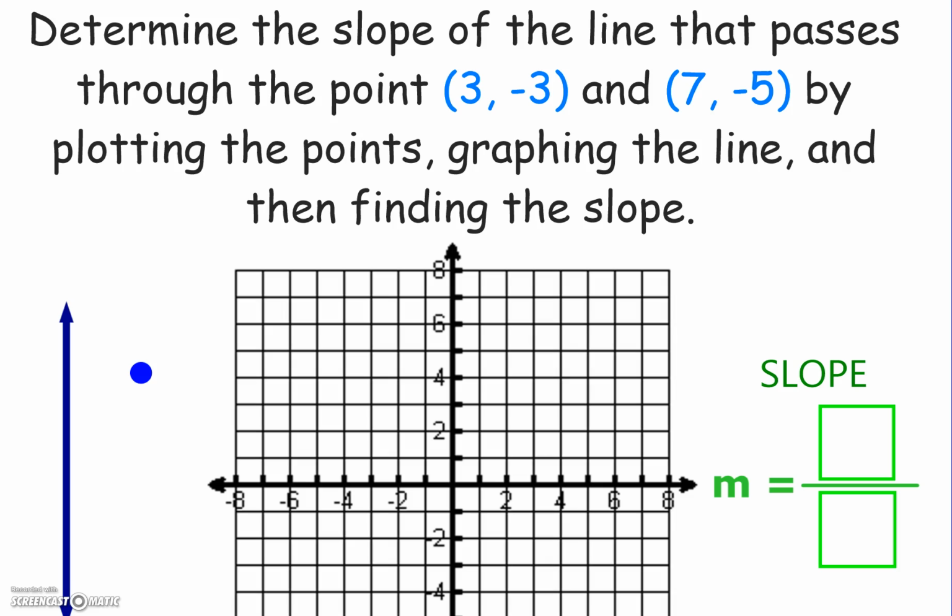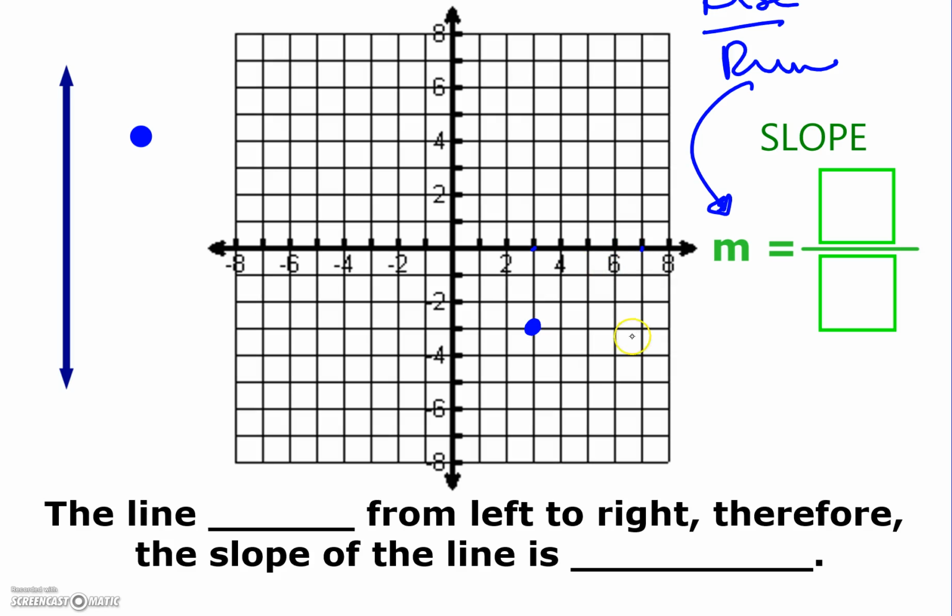All right, next example. Determine the slope of the line that passes through (3, -3) and (7, -5) by plotting the points, graphing the line, and finding the slope. We still know that it's rise over run. Same thing as saying M or slope. So let's plot the points. I'm going to go to the right 3 and down 3. That's my first point. And then I'm going to go to the right 7 and down 5 and put my point. I cannot draw straight lines, but do the best you can.